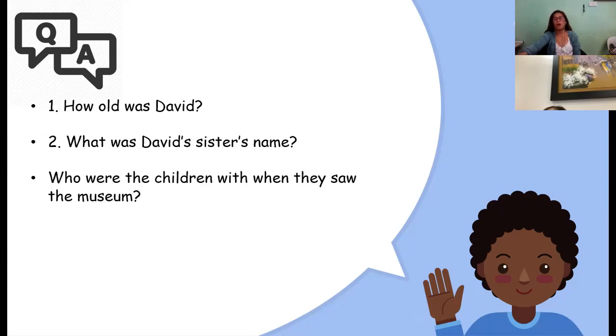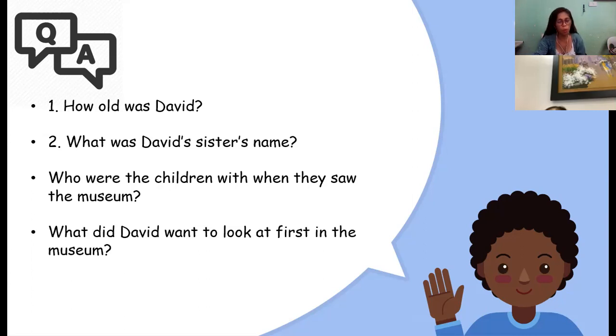Okay. Now, who were the children with when they saw the museum? They are with their who? The dad. Oh, very good. It's the dad. When they go there in the city center and shopping center, they found a new building, and it's their dad who knew that it's a museum.